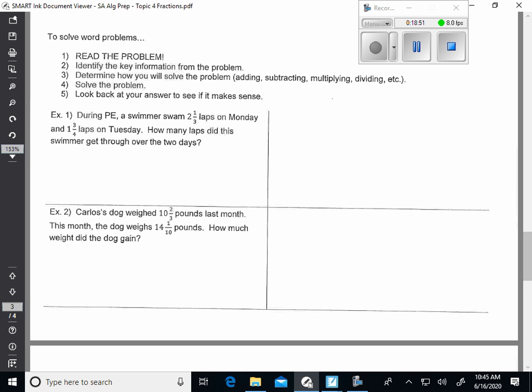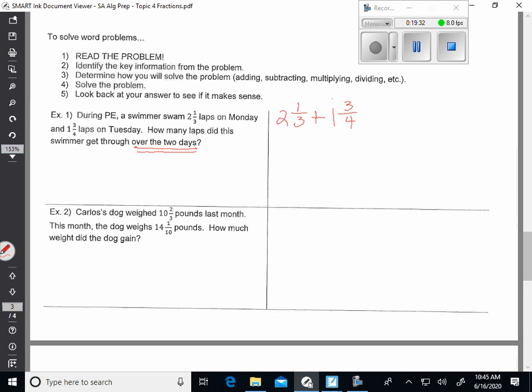Example 1. During PE, a swimmer swam 2 1/3 laps on Monday and 1 3/4 laps on Tuesday. How many laps did this swimmer get through over the 2 days? So the clue here is they want to know how much you swam over the 2 days. So that means you're adding them. So you're taking 2 1/3 plus 1 3/4. So now it's no longer a word problem, it's a computation problem because you set up what you needed to do. So let's solve it.